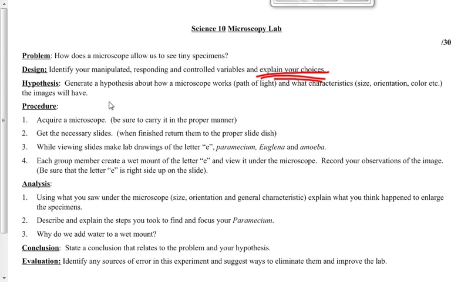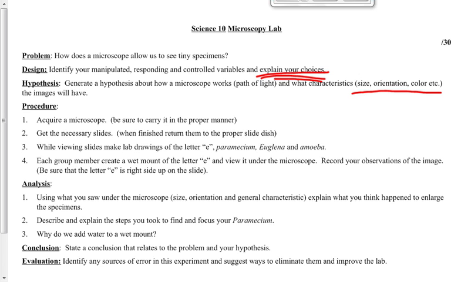Right? Responding variable I also kind of gave away, but I'm not repeating it. Okay, you can watch this later if you want to. Again, your hypothesis needs to talk about how a microscope works. That would be the if part. The and part would talk about what you're doing in the lab. The then part would talk about characteristics, size, orientation, color, etc. That would be how your hypothesis should work.